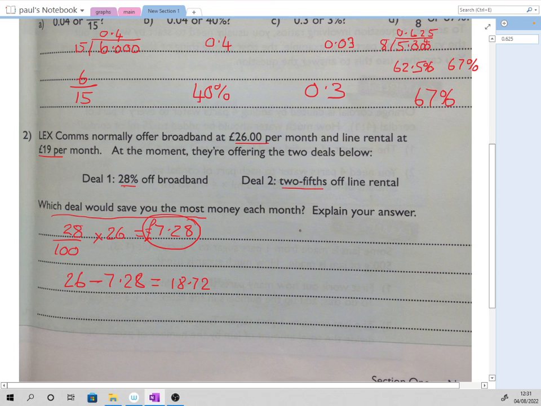2/5 of line rental. So we want 2/5 times the line rental of 19. So 2 divided by 5 times 19 is £7.60. So there's the comparison. 7.28, 7.60. Which deal would save you the most money? Don't forget to write deal 2. I was going to work out the total for each of the deals, but I didn't need to do that.